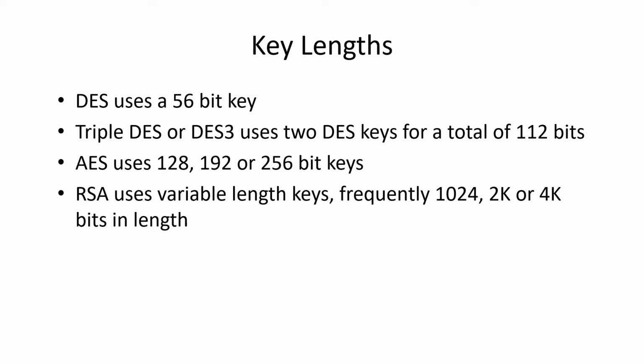Now, the DES algorithm uses a miserably small 56-bit key. Triple DES can use 2 or 3 of those keys. If you use 2 of them, it uses just 112 bits. AES, interestingly, has 3 different key lengths, 128, 192, or 256 bits. And RSA can use a variable number of bits for the key. Typically, there are 1K, 2K, or 4K bits in length. I've gone out and bought digital certificates that have keys in them, and they are often 2K in length.